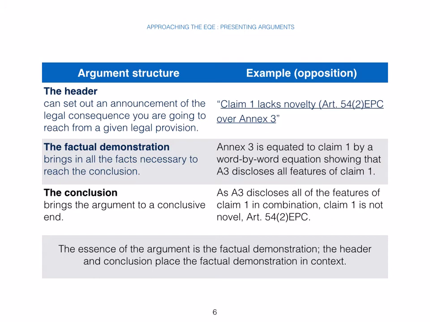Then we come to the conclusion. The conclusion brings the argument to a conclusive end, and in our example, the conclusion could be, as Annex 3 discloses all of the features of Claim 1 in combination, Claim 1 is not novel, Article 54(2) EPC. The essence of the argument is the factual demonstration. The header and the conclusion place the factual demonstration in its context.